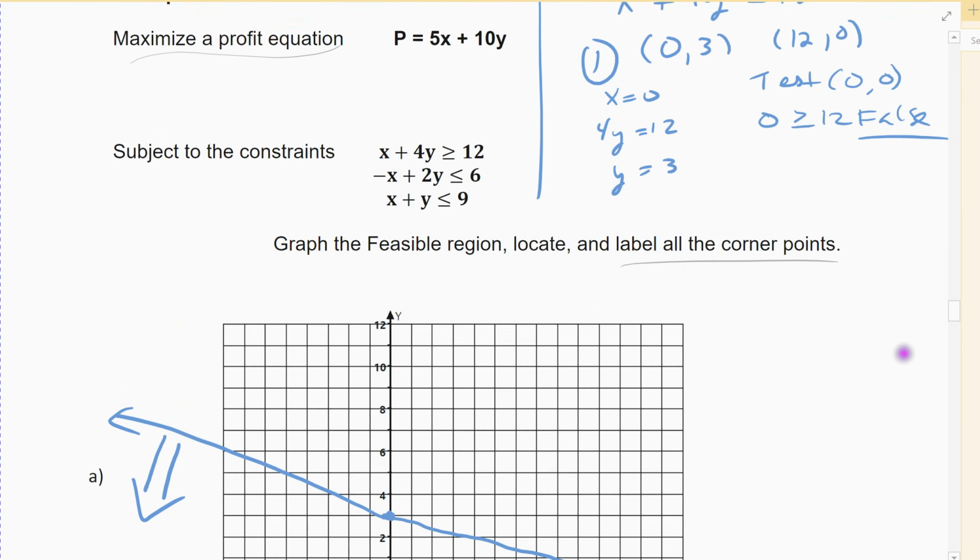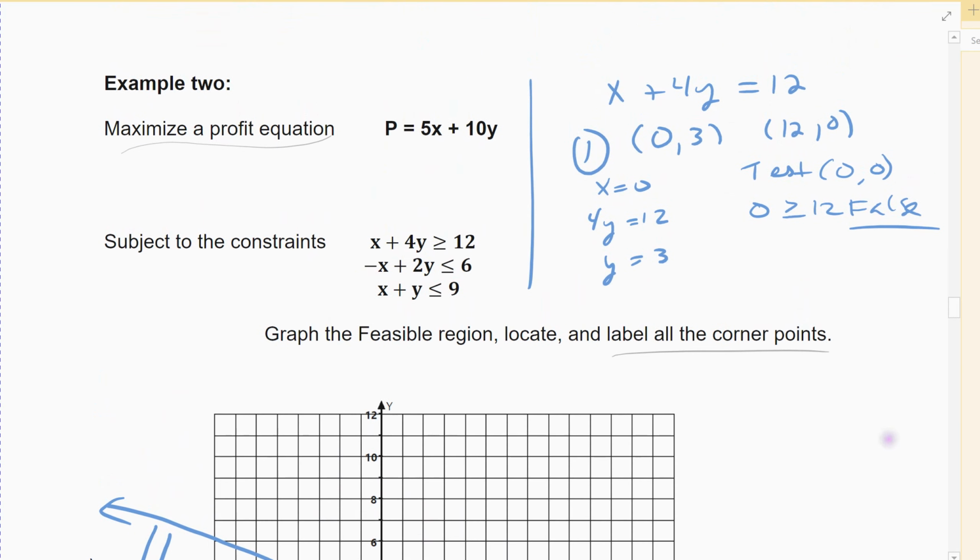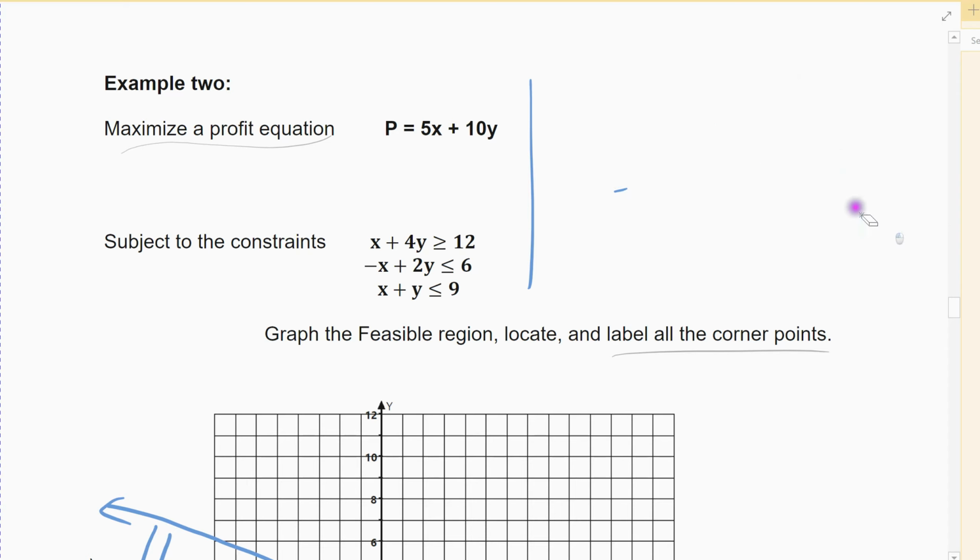Now my next line. I'm going to do a very similar thing. I'm going to erase this because this is kind of my scratch work off to the side, so hopefully you'll have it. So that was line 1. Now line 2, and I would encourage you to use different colors. So I'm going to use red. My second line is negative x plus 2y equals 6.